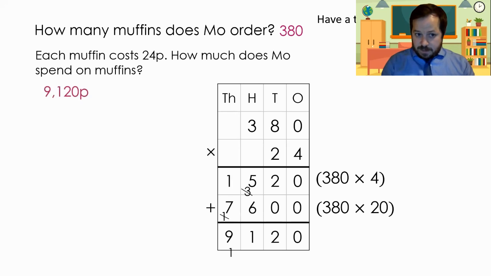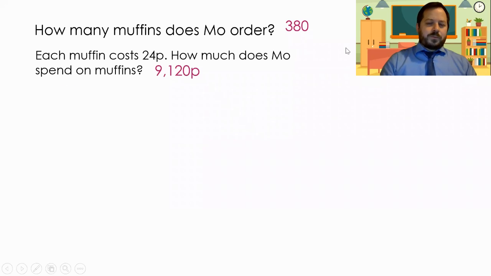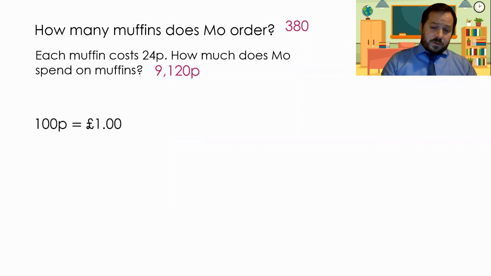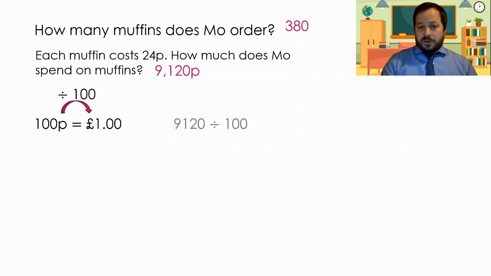9,120p. So we don't normally talk about 9,120 pence. We normally exchange that into pounds. So 100 pence is the same as £1. So in order to do that, we have to divide by 100. So we need to divide the 9,120 by 100.